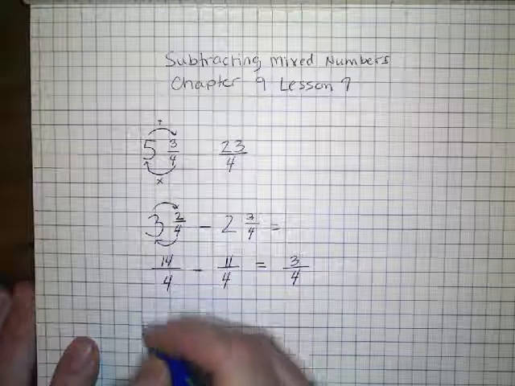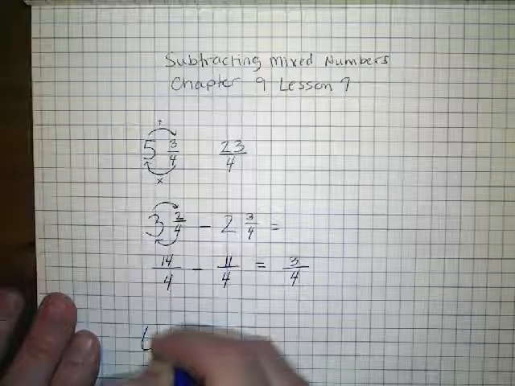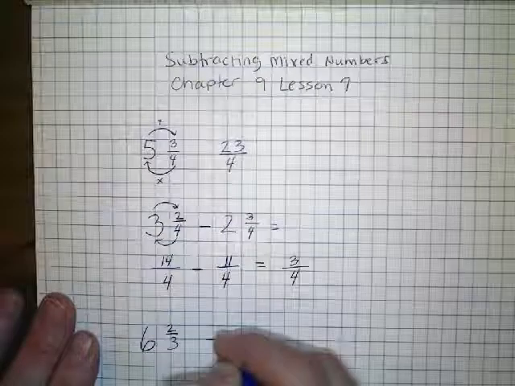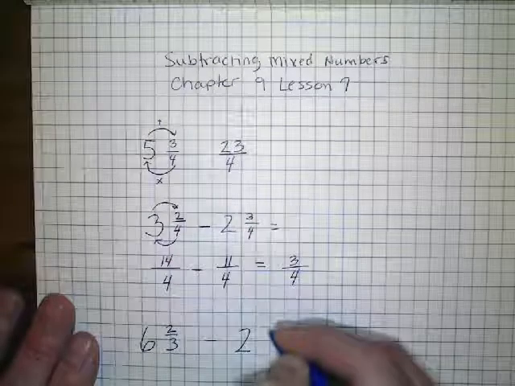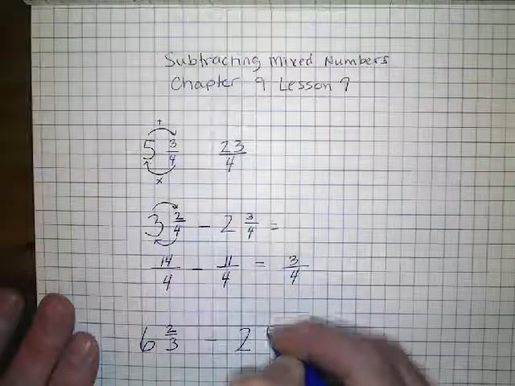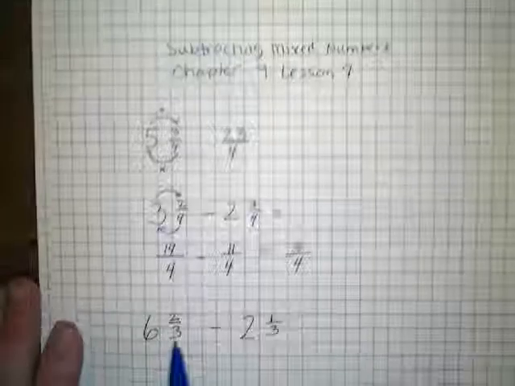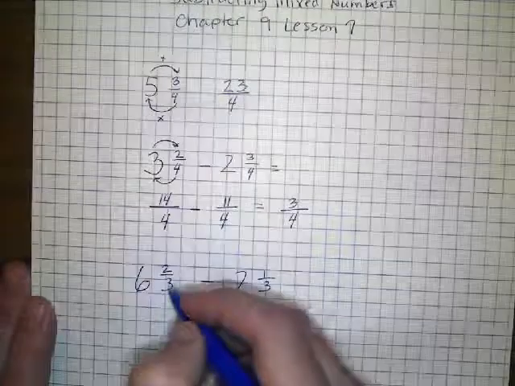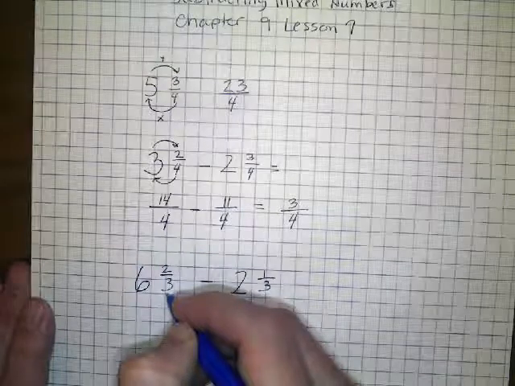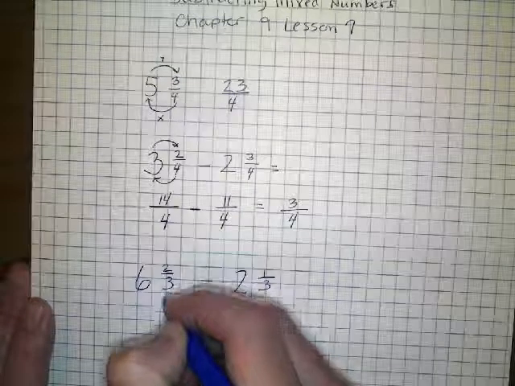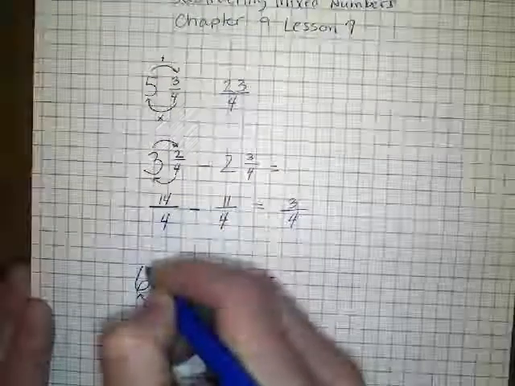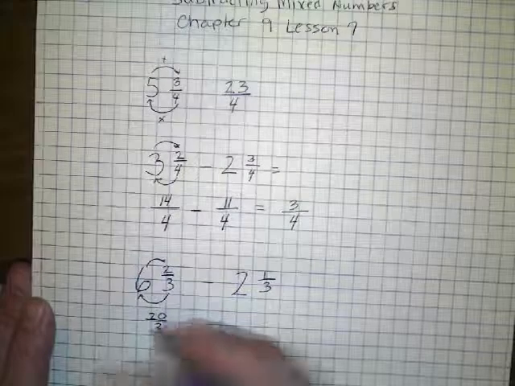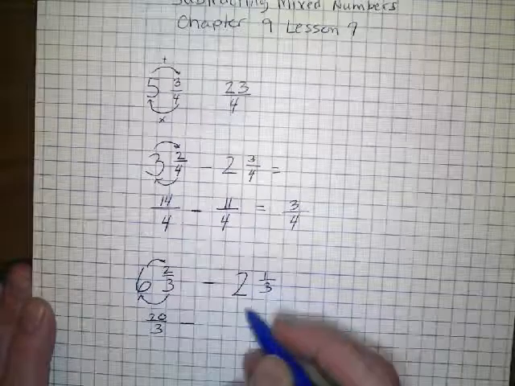What if we had 6 2/3 minus 2 1/3? We're going to take the mixed number and transform it into an improper fraction. So 3 times 6 is 18, plus 2 is 20/3, and we're going to subtract.